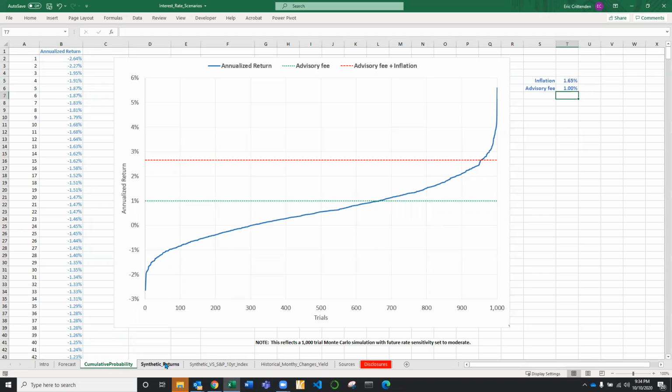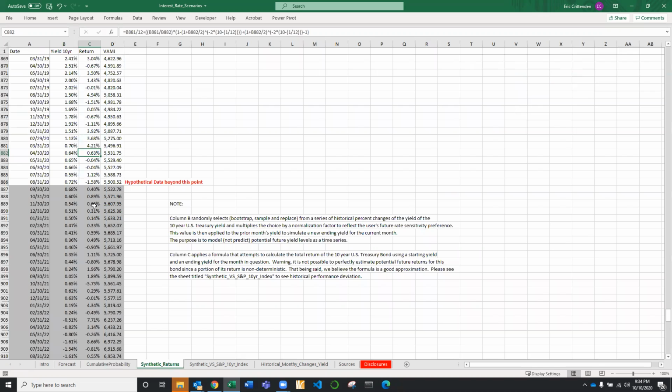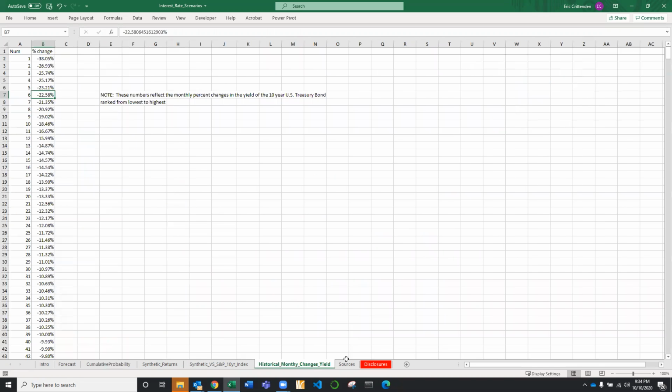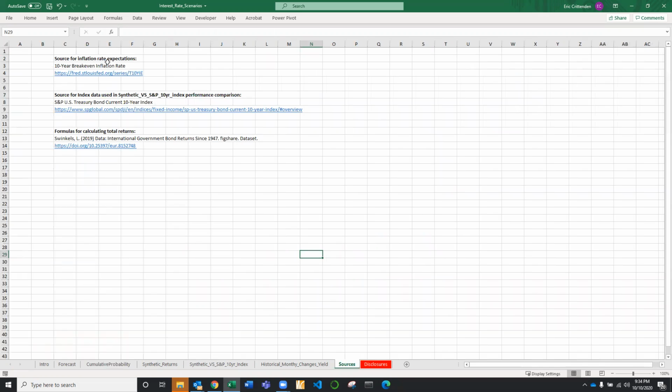Again, if you want a copy of the spreadsheet, shoot us a note. You can go over the formula that I used to calculate the synthetic returns. You can look at the historical accuracy of that formula versus actual index data of the 10-year Treasury bond historically. There's other things on here that you can review, even the sources, if you want to grab the data yourself and do some analysis.